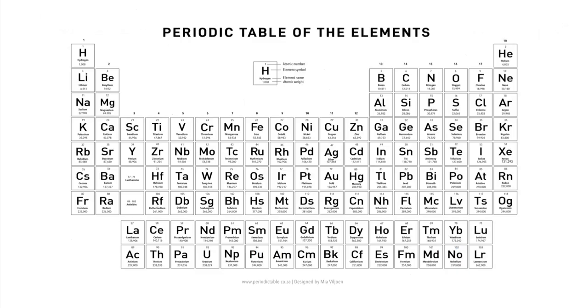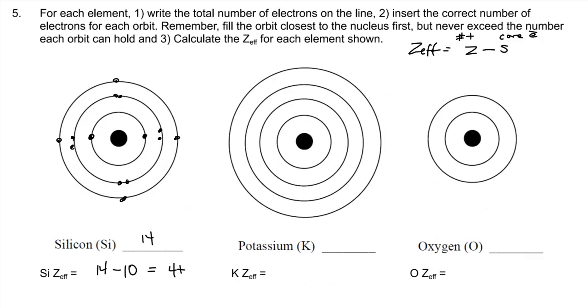Okay, for potassium, here's potassium, atomic number 19. And so there are going to be 19 electrons. So in the first row, or first ring, you're going to have 2, 8 in the second. And then it's going to also have 8 in the third. So right now we're at 18. There's your 19th one. Okay, so only 1 valence. Zeff for potassium, total of 19 protons. 18 electrons are in the inner rings. The Zeff for potassium is 1 plus.